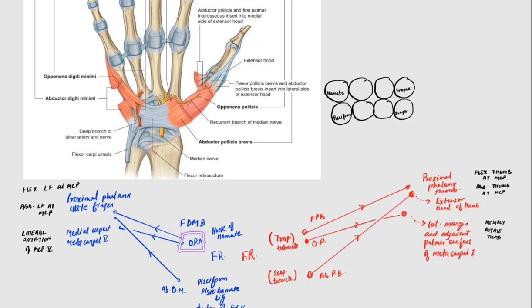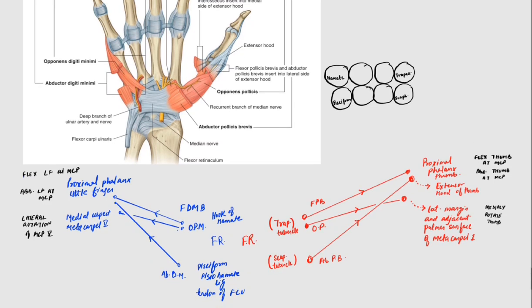The second will be the opponens digiti minimi, which will originate from the hamate and flexor retinaculum and insert onto the medial aspect of metacarpal 5, and it will cause lateral rotation of the 5th metacarpal. The third will be the abductor digiti minimi, which originates from the pisiform, pisohamate ligament and the tendon of the flexor carpi ulnaris and inserts at the proximal phalanx of the little finger. It will cause abduction of the little finger at the MCP joint.